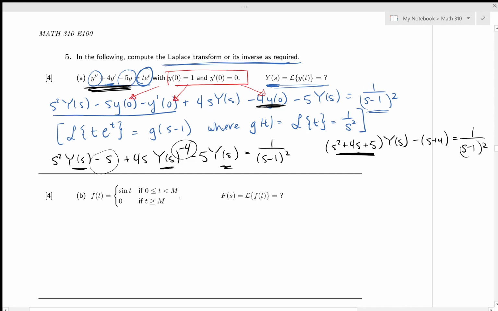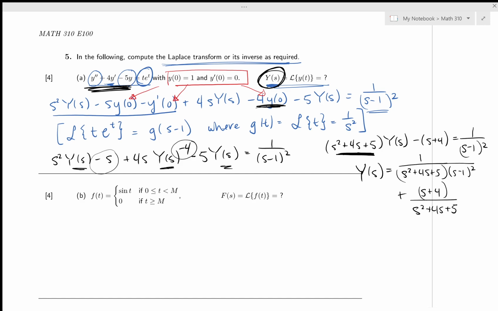And then I'm going to put the y of s. This is what I'm asked for. I'm asked for y of s. So I'm going to put my answer as y of s, and it will look like this. 1 over s squared plus 4s plus 5 multiplied by s minus 1 squared. And then I'm going to have the second term, which is going to look like this. S plus 4 divided by s squared plus 4s plus 5. Okay, there we go.